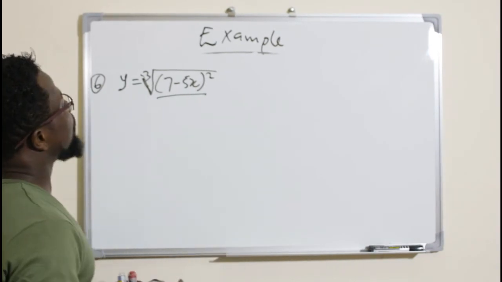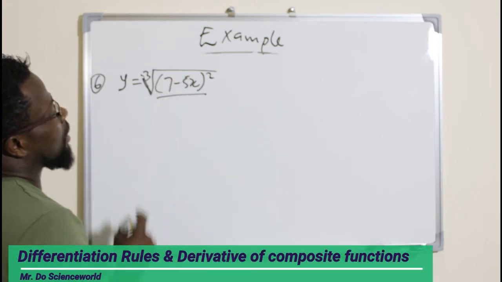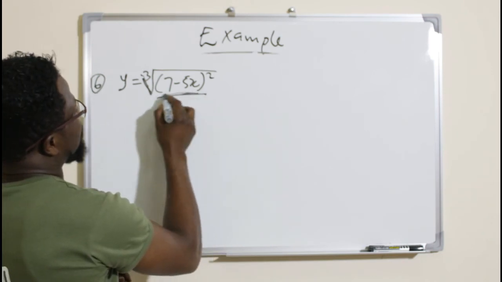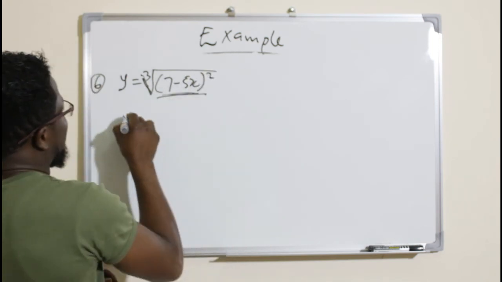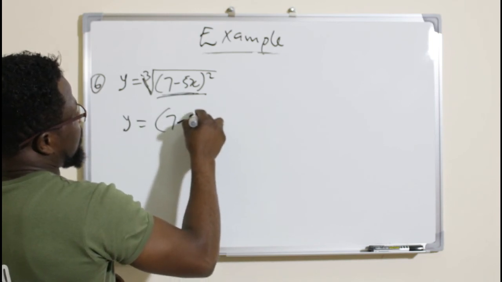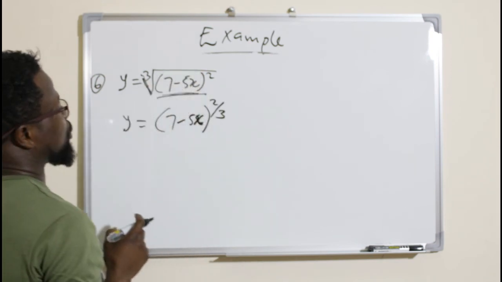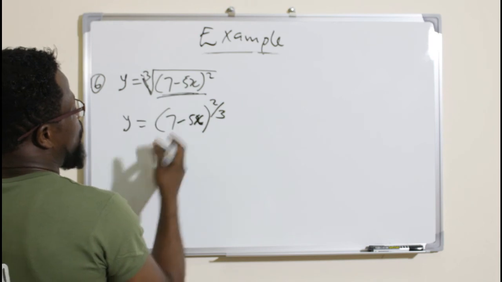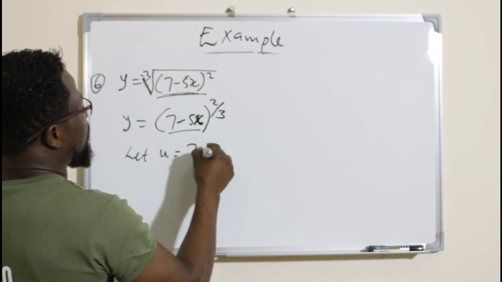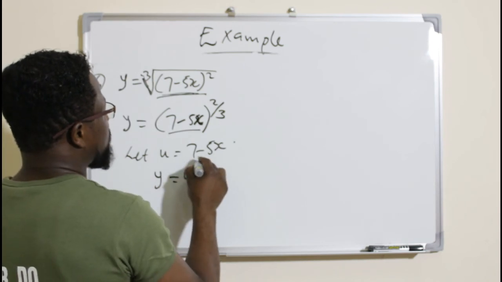Okay, so this is the last question that we are solving. We're given y equals the cube root of (7 minus 5x) exponent 2. So if you're given this, I can see that this is the inner function, or we can transform this and write it like this. This can be written as (7 minus 5x) exponent 2 over 3. So if you can transform this into this, then we can say this is our inner function. Therefore, we will let u be equal to 7 minus 5x, and we will have our y equal to u exponent 2 over 3.